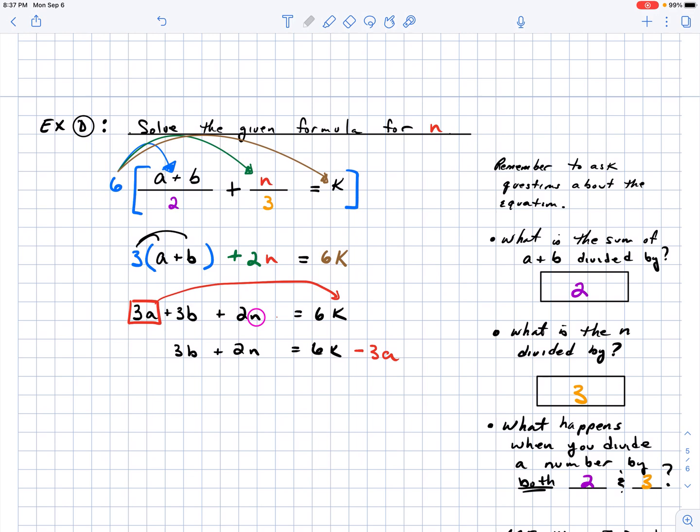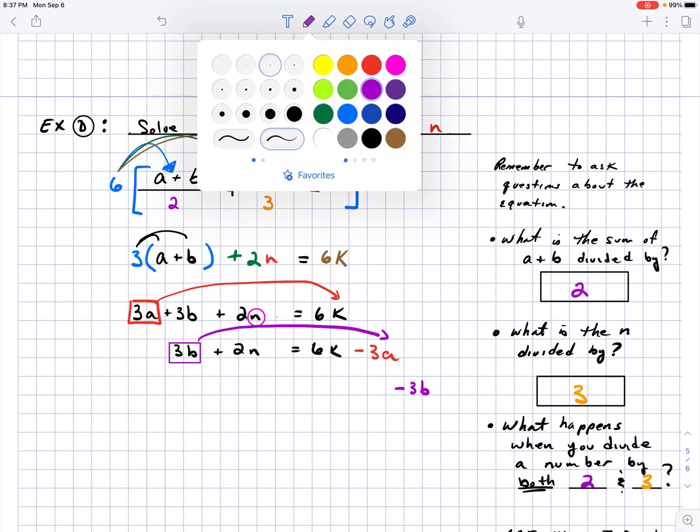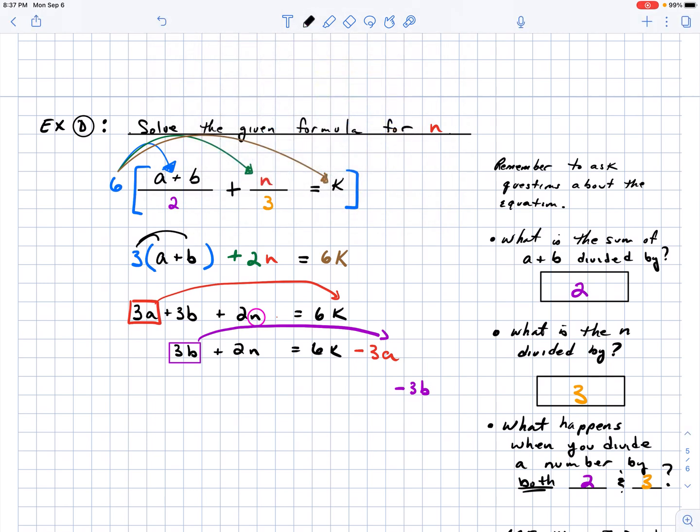Now, I'll look at, I don't know, what? The 3b, right? And the 3b is positive as well. It's on the right, it's on the left, so I'll bring it over to the right. And then it will also be what? Negative. So I'll put that down, minus 3b. And then I'll carry everything else down. This is now 2n equals 6k minus 3a minus 3b.